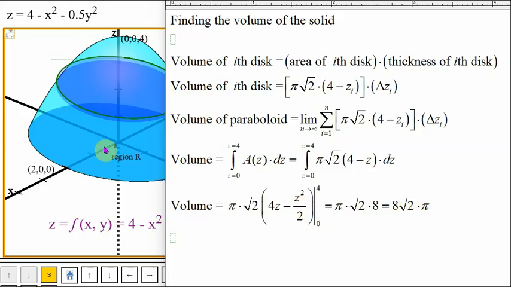And so for this elliptic paraboloid, the volume is 8 times the square root of 2 times pi. And that's the end of the video.